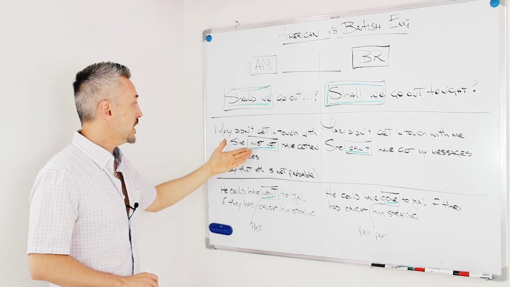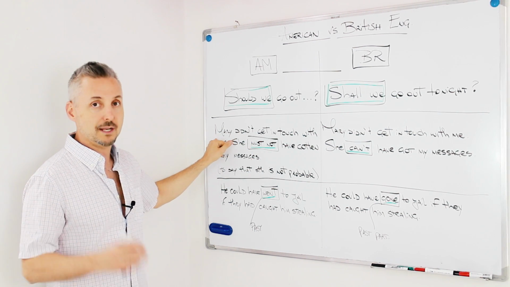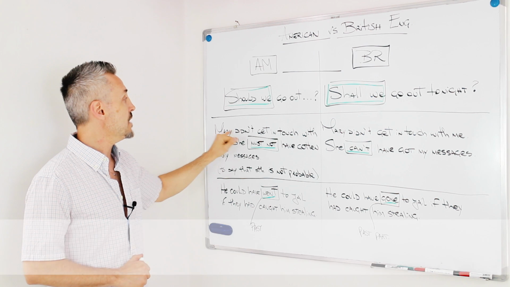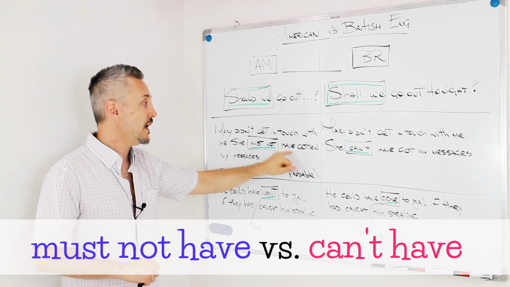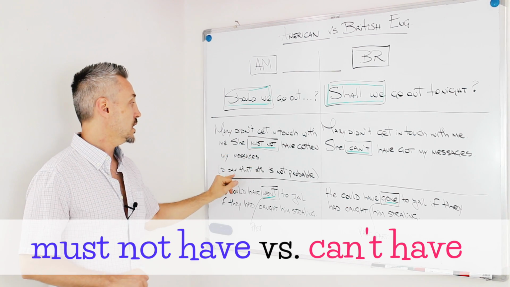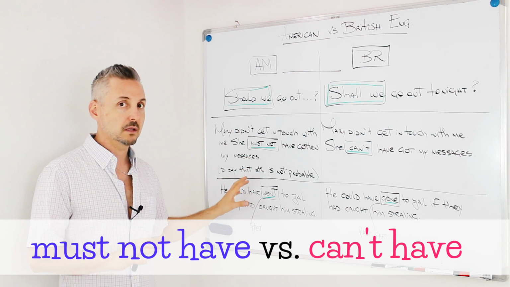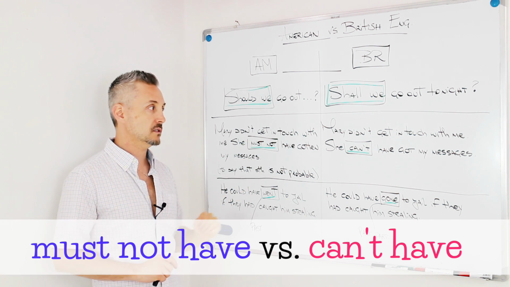So with the American English, we use must not. So the example was, Mary didn't get in touch with me. She must not have gotten my messages. Okay, this means that it is not probable, okay? So she must not have gotten my messages.